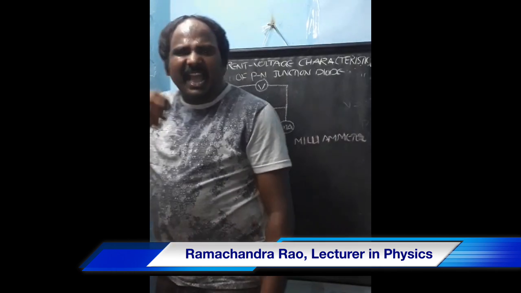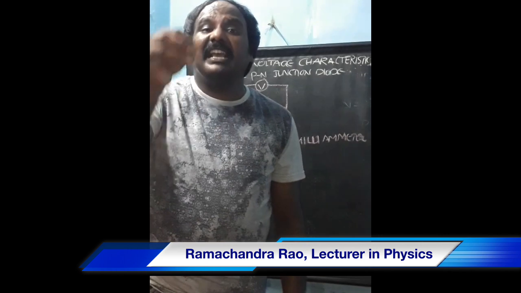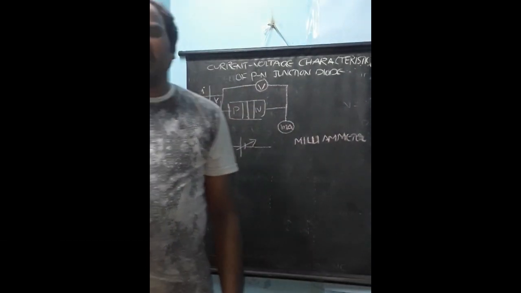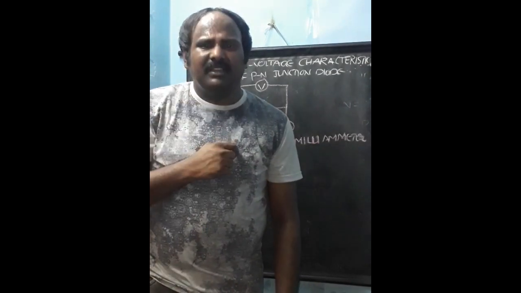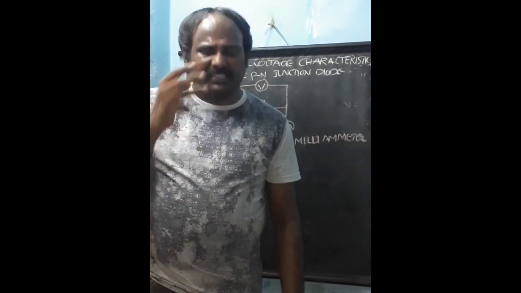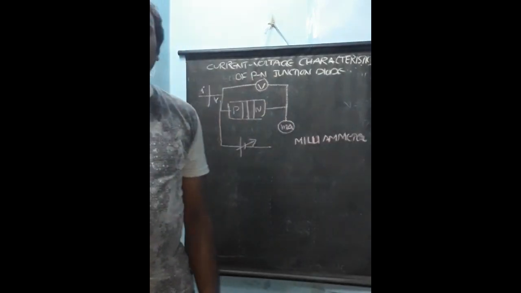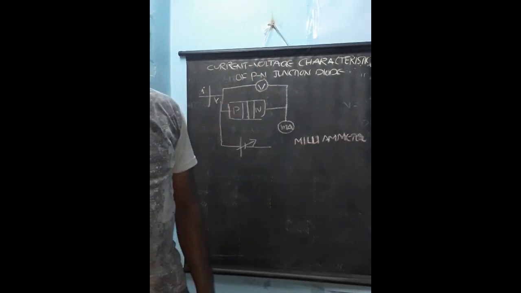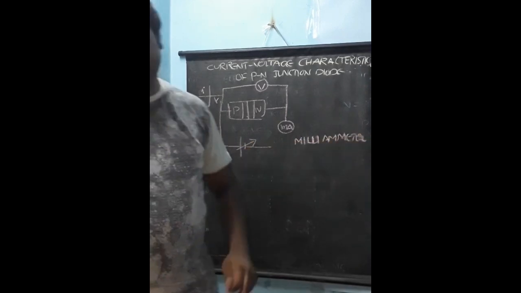Ammeter, milliammeter. Ammeter means a device used to measure current. That is what we are going to call ammeter. There are a number of devices to measure current: galvanometer, ammeter, voltmeter, multimeter and so on. Ammeter is the device used to measure current. As in forward bias, current is measured in milliamperes, we have to use a milliammeter.